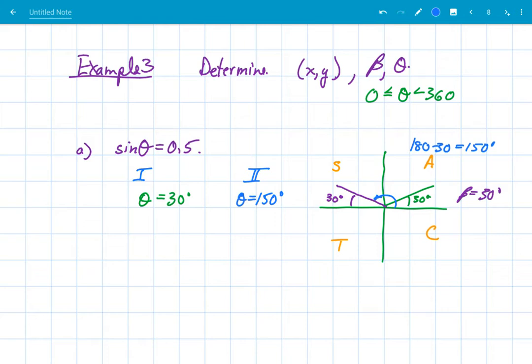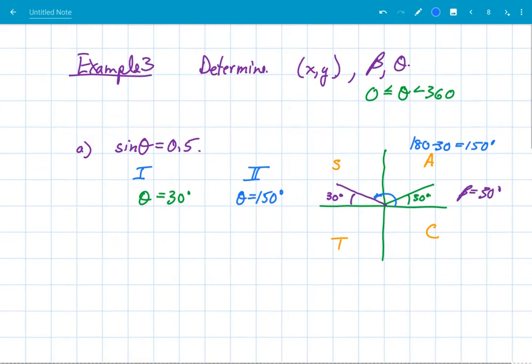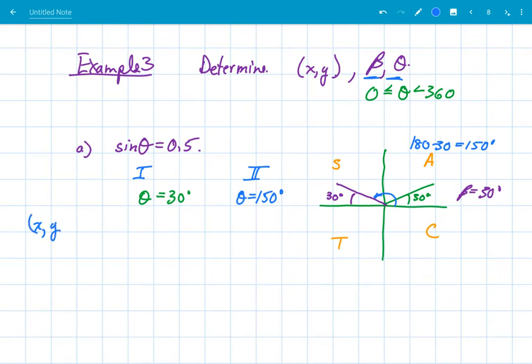So remember that, I've done beta. I've actually given a theta, two of them. I need the x and y pair. So remember, x and y pairs are r cos theta and r sine theta.